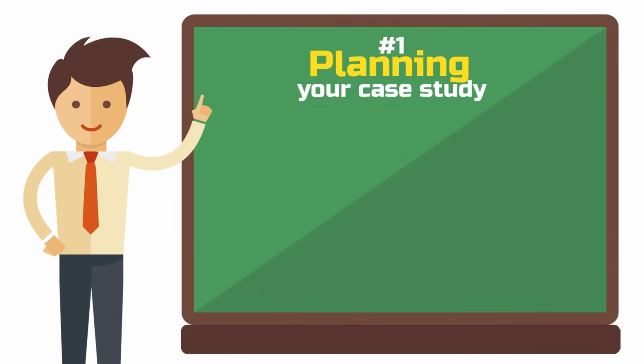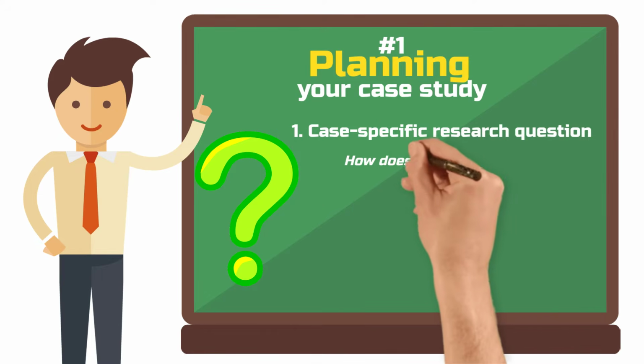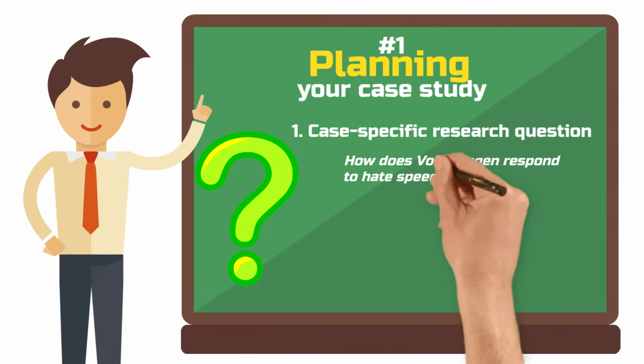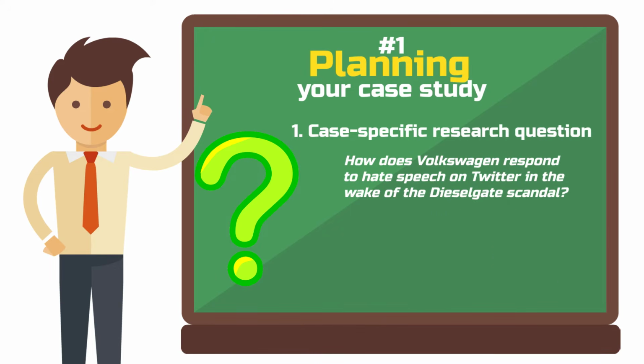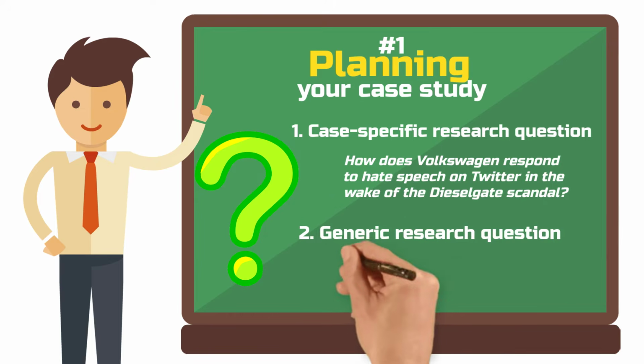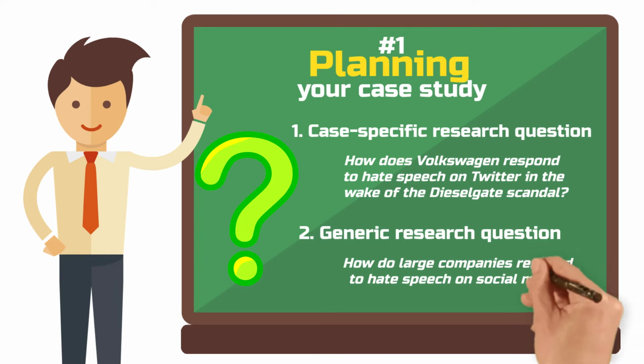Planning also includes formulating a research question. To conduct a case study, you need a relevant question. Start it with how and proceed slowly. There are two possibilities. First, you can choose a case-specific research question. For example, how does Volkswagen respond to hate speech on Twitter in the wake of the Dieselgate scandal? Or you can do a more generic research question. For example, how do large companies respond to hate speech on social media?